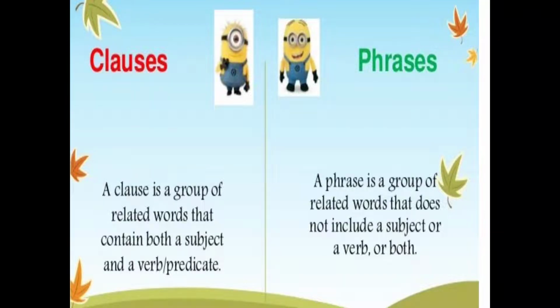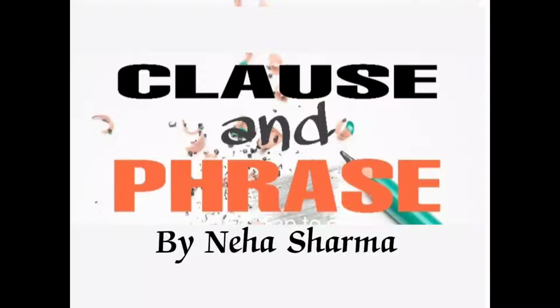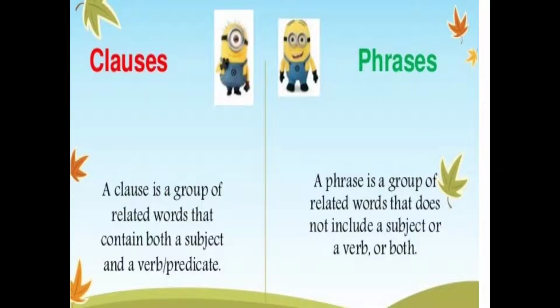A clause is a group of related words that contain both a subject and a verb and a predicate. Okay, so this is what a clause is. In a clause, a group of related words contains both subject and verb, or it may be subject and predicate, right? And moreover, that should have a complete meaning, an exact, complete thought.